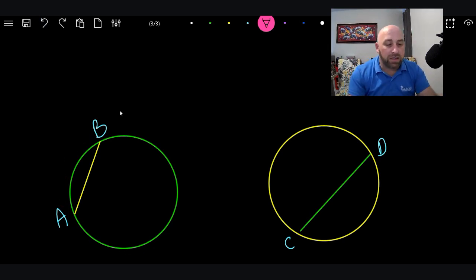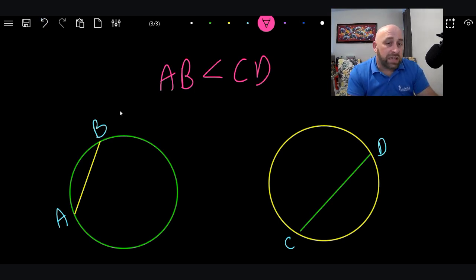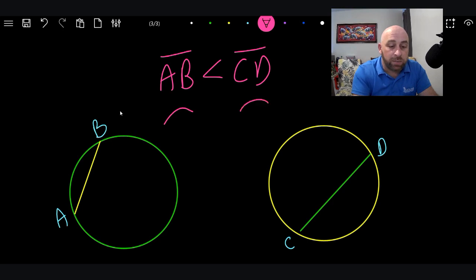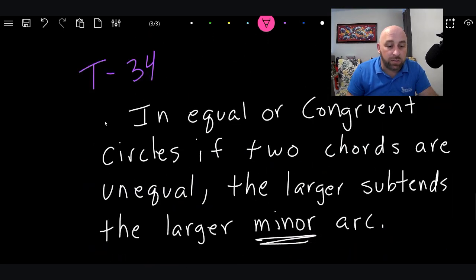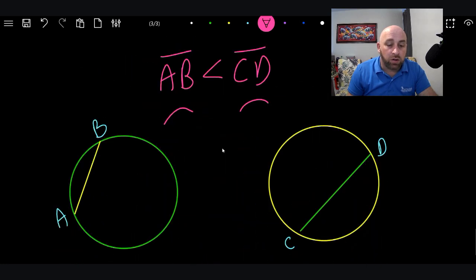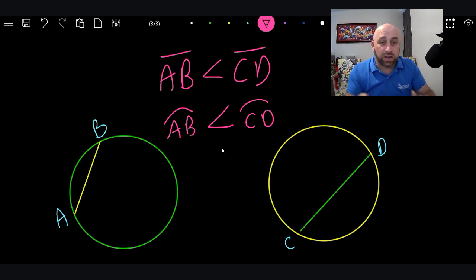And I think you can pretty clearly see that AB is less than CD, right? CD is bigger. So what does that tell you about the arcs? So this is chord AB is less than chord CD. What does that tell us about the arcs? Well, let's see what the theorem says. The larger chord subtends the larger minor arc. So that means that arc CD has to be bigger than arc AB. So AB is less than CD. So there's a direct correlation there.